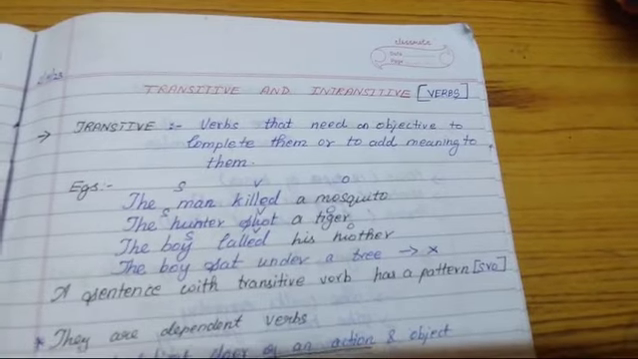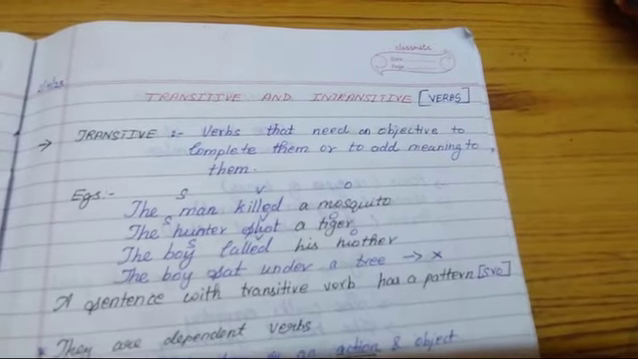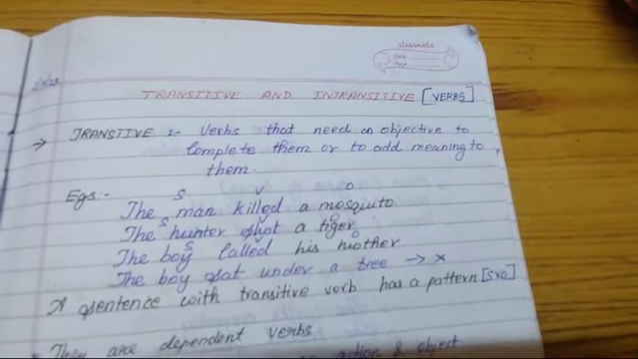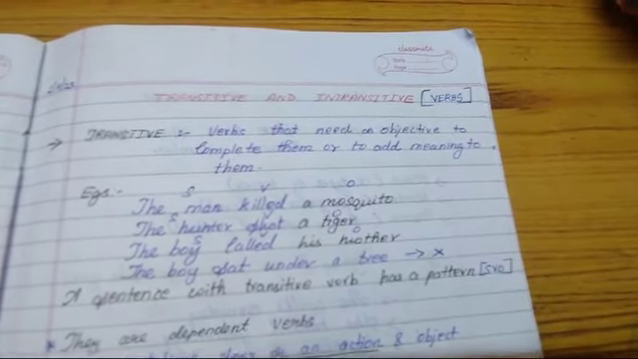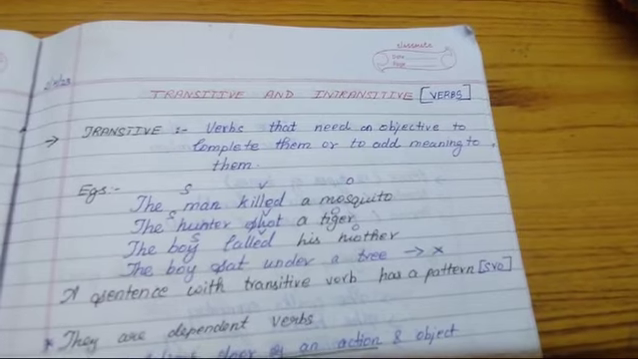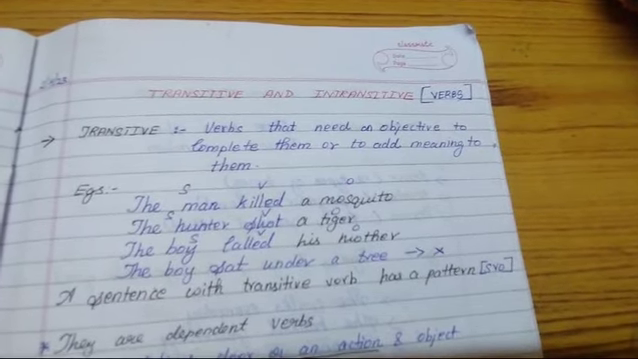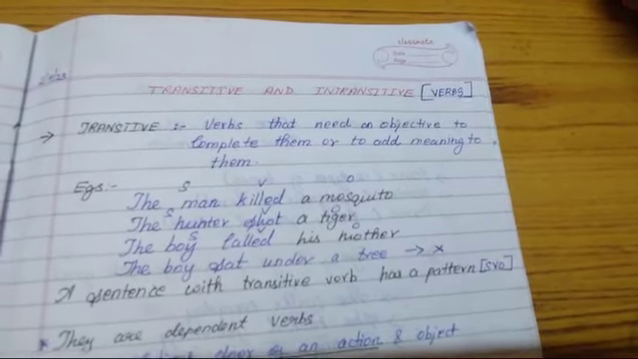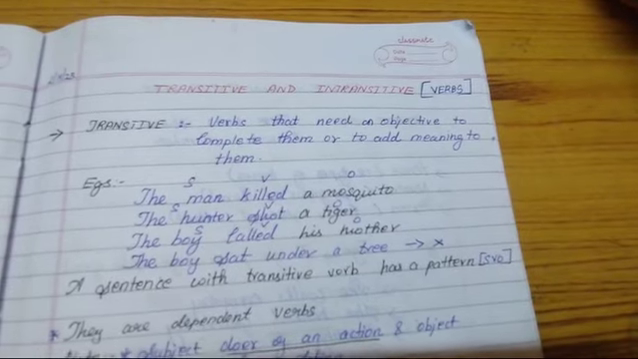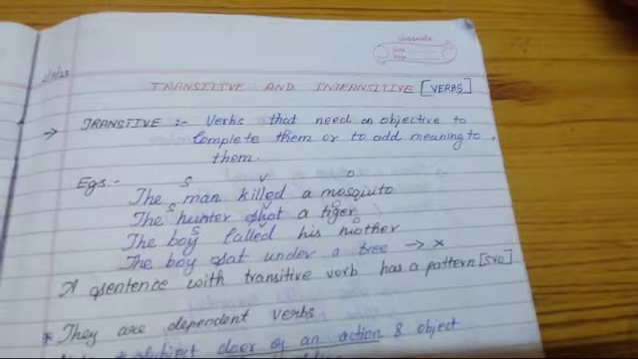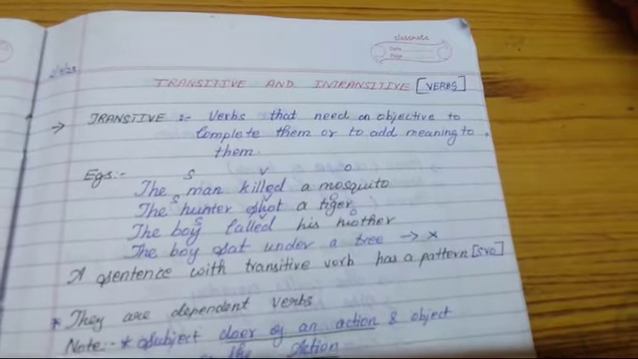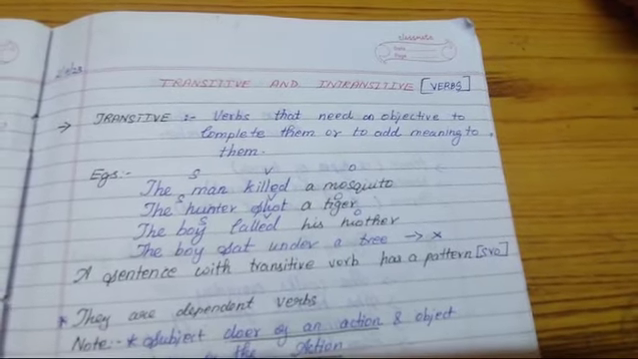Today I am going to handle English grammar, transitive and intransitive verbs. First, let me tell you what is meant by verbs. Verbs are action words and they also denote the tenses in the given sentence.